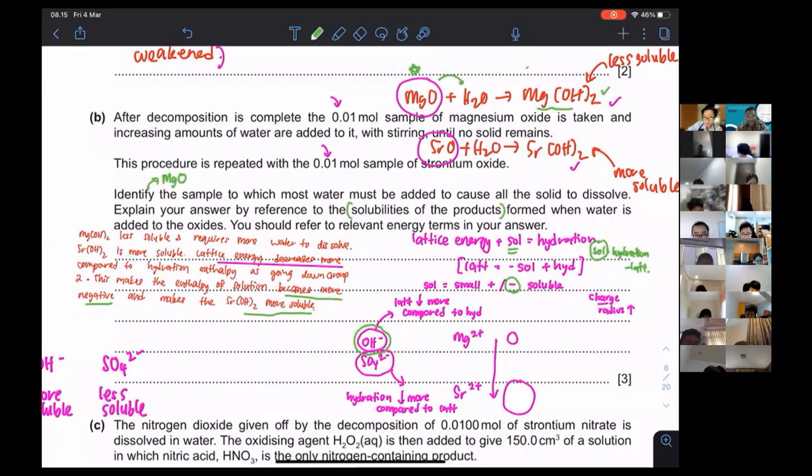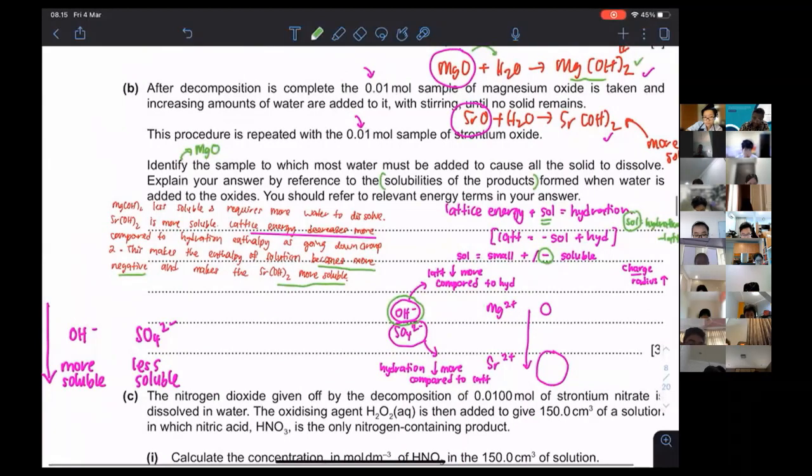So with reference to the solubility of the products, relevant energy terms and so on, I'll just try to make it slightly bigger.